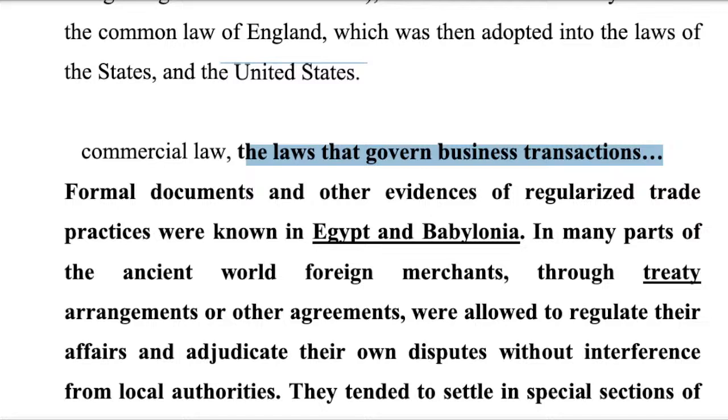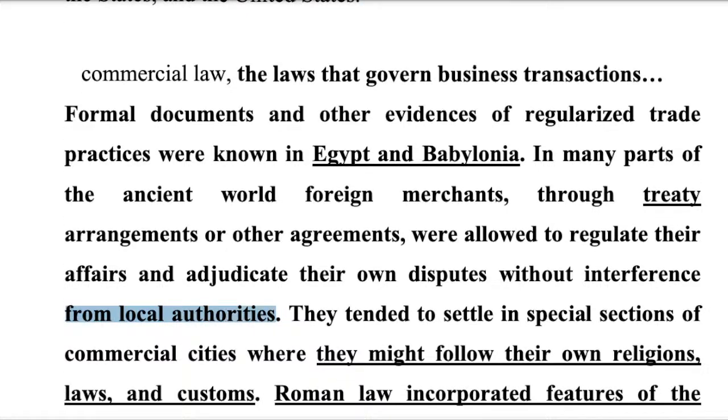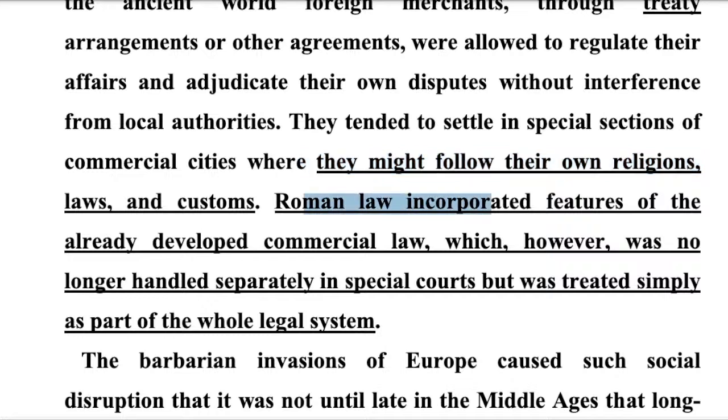Commercial law, the laws that govern business transactions. Formal documents and other evidences of regularized trade practices were known in Egypt and Babylonia. In many parts of the ancient world, foreign merchants, through treaty arrangements and other agreements, were allowed to regulate their affairs and adjudicate their own disputes without interference from local authorities. They tended to settle in special sections of commercial cities where they might follow their own religions, laws, and customs. Roman law incorporated features of the already developed commercial law, which, however, was no longer handled separately in special courts, but was treated simply as part of the whole legal system.